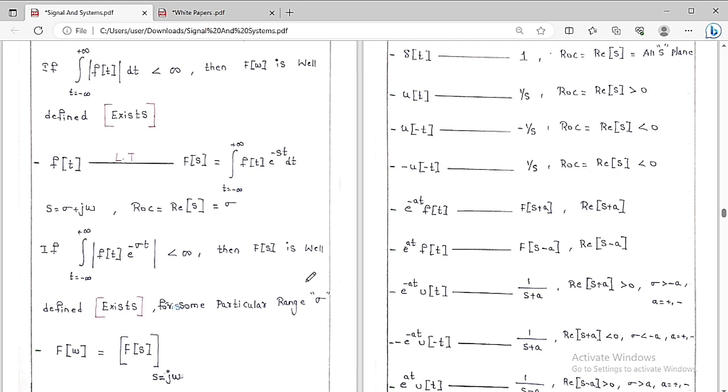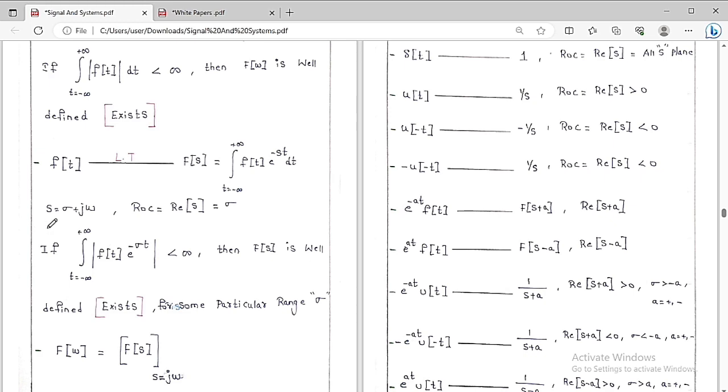In the case of the Laplace domain, if the integration from t equals minus infinity to plus infinity of mod of f of t into e to the power of minus sigma t gives you a finite value, then only F of s is well defined for some range of sigma. That particular range of sigma is called the ROC.